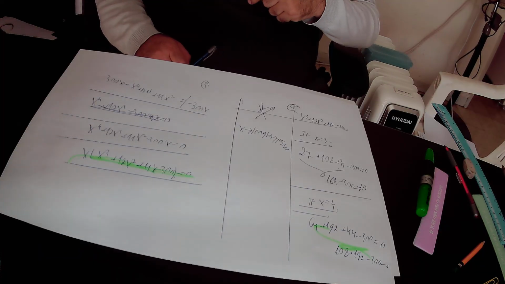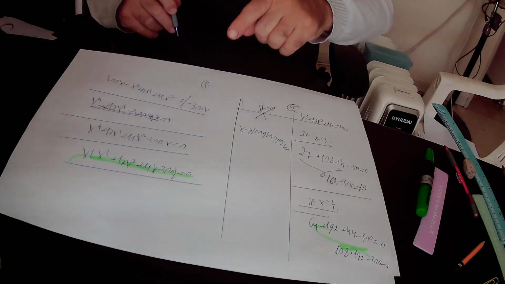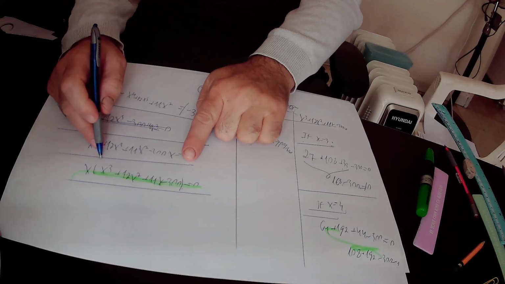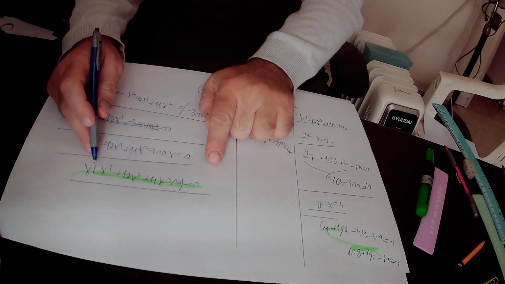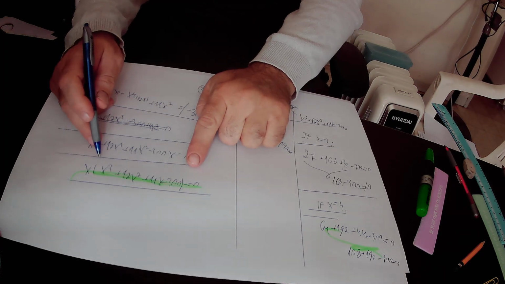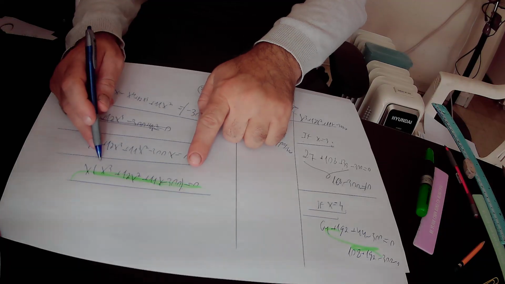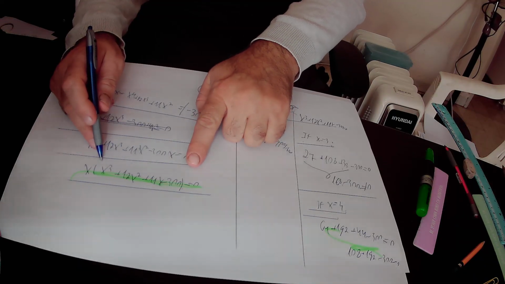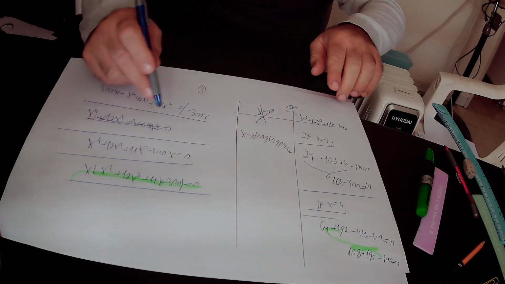We have also the other solution for x to this equation. If the expression inside the brackets is 0, then 0 times x is 0, and again 0 equals 0. So the second solution for x is that the expression inside the brackets equals 0. That is to say, x cubed plus 12x squared plus 11x minus 300 equals 0.